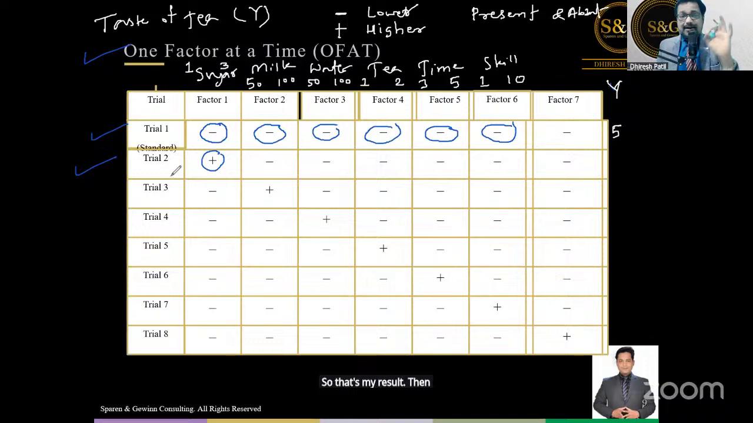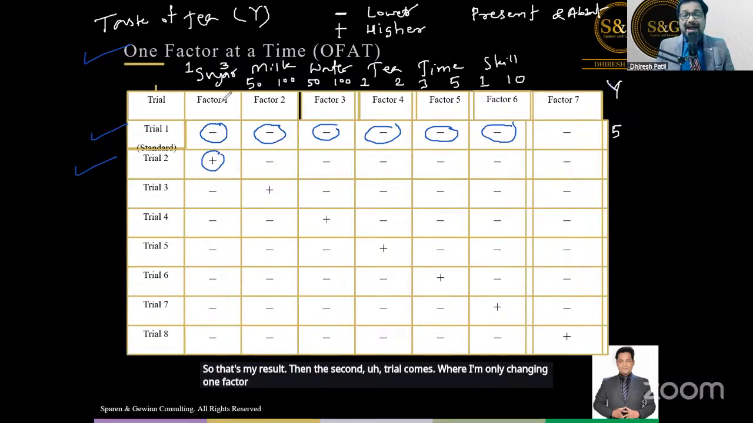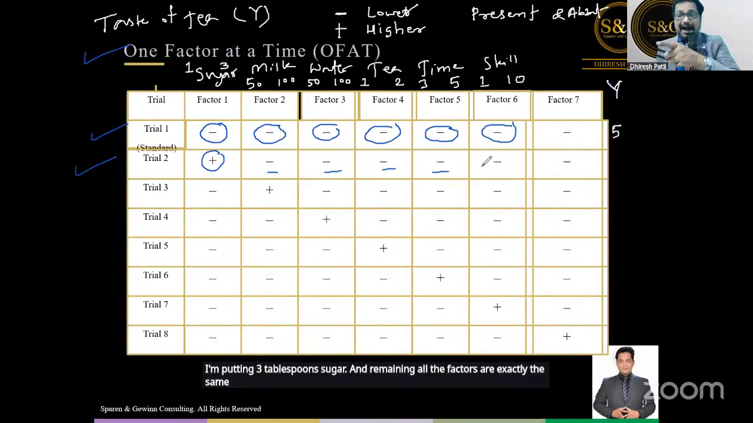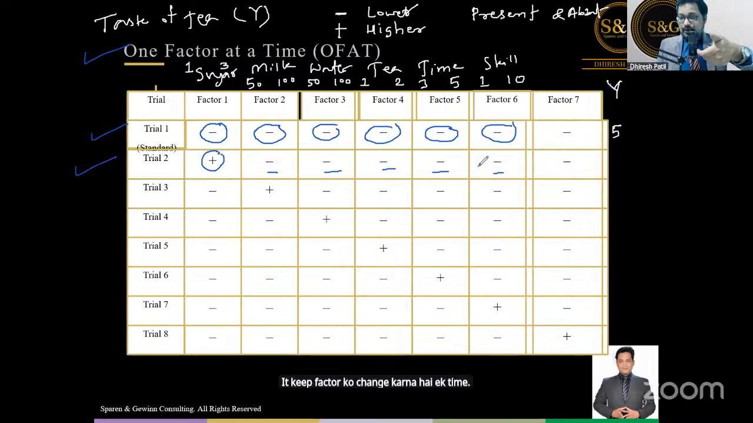Then the second trial comes, where I'm only changing 1 factor, which is my sugar. So instead of the lower setting, which is 1 tablespoon, I'm putting 3 tablespoons of sugar. And all the remaining factors are exactly the same as in the first trial. You have to change only one factor at a time. Are you clear?